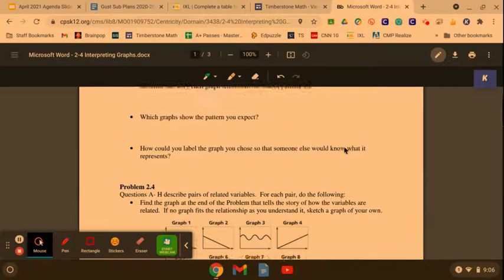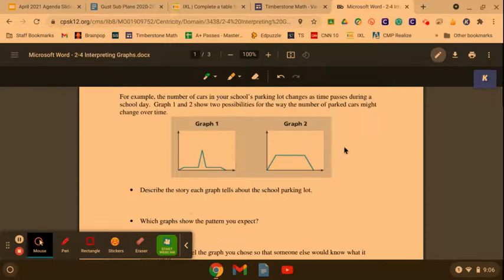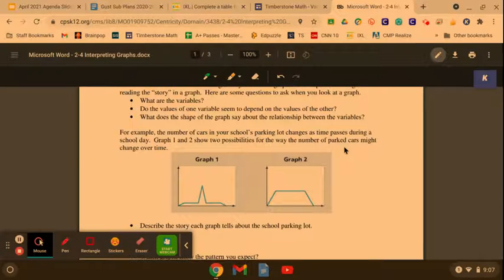But remember, you need to make sure that you go through and give your graph a title, a label for the x-axis, a label for the y-axis, which are your dependent and independent variables. When you're finished, you can turn it into the tray, and we will surely go over these together tomorrow.